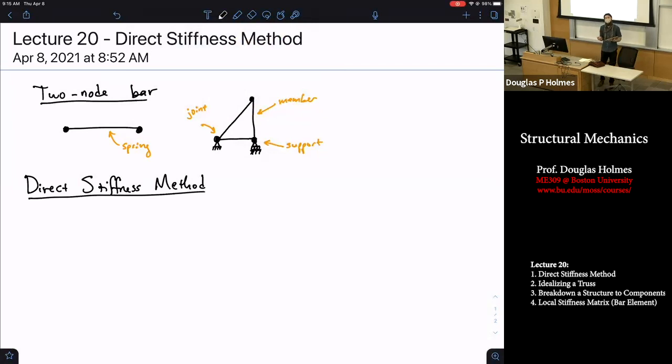As you're going to see, we're going to develop equations that relate the forces at each joint to the displacements at each joint through a stiffness matrix. This method is a way where we directly calculate the stiffness matrix. If you were to work in a master's or PhD level program with people who are doing serious finite element models, you're not going to start with the direct stiffness method as your way of creating your finite element model.